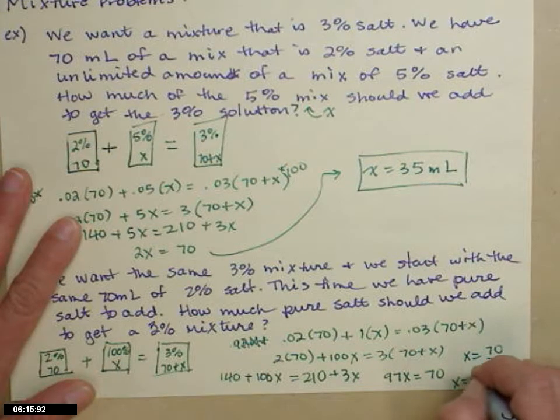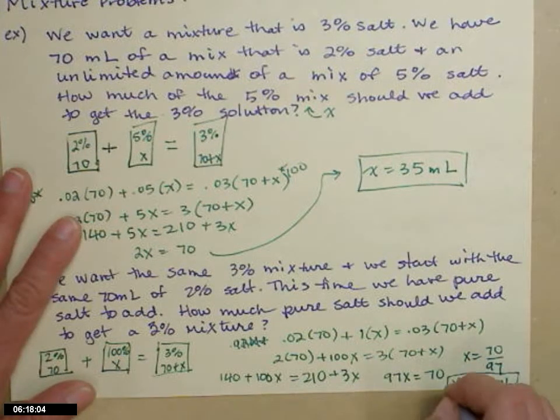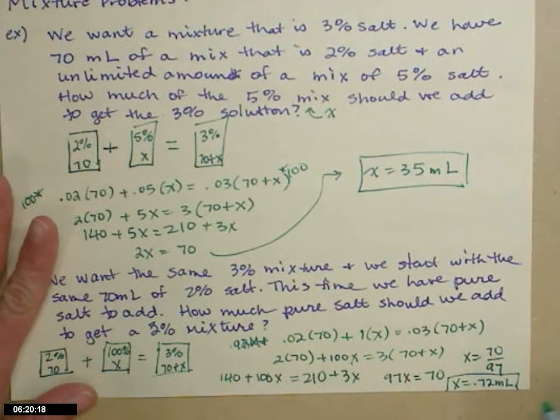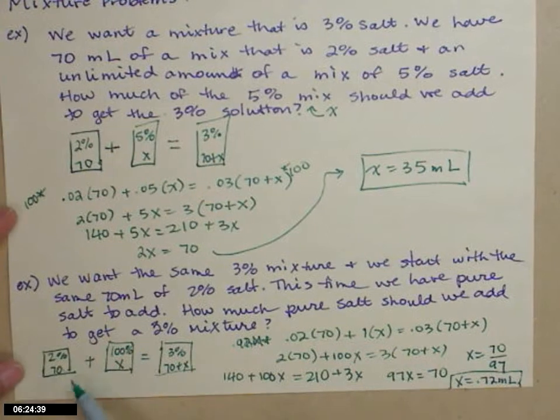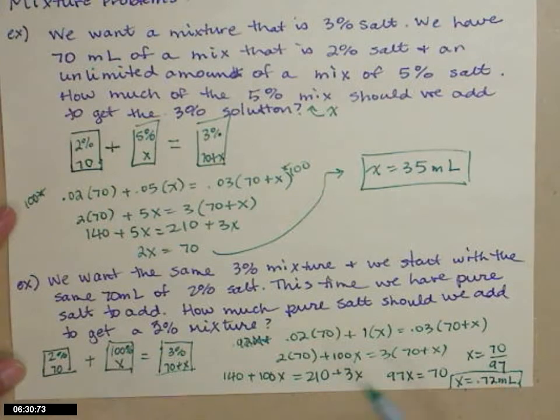So my chemists, forgive me for my significant digits, I'm really bad at them, but I will round that to 0.72 milliliters. So that's not a whole lot to take, right? If we're looking at 70 to start with, we're going to add in less than 1 to bring that concentration up from 2% to 3%.